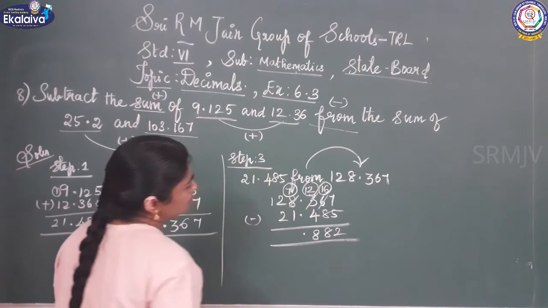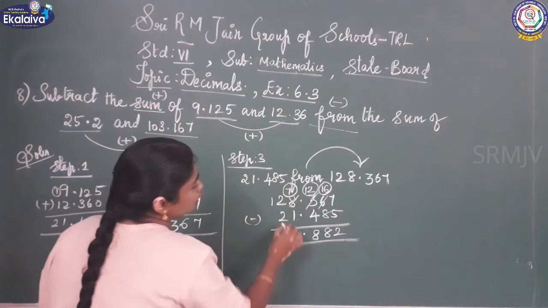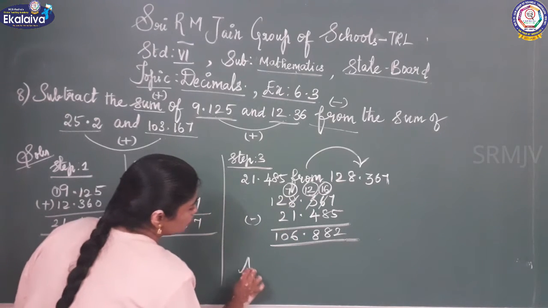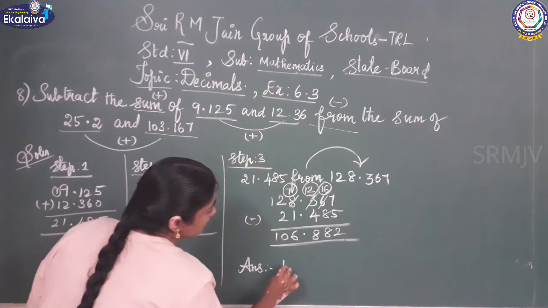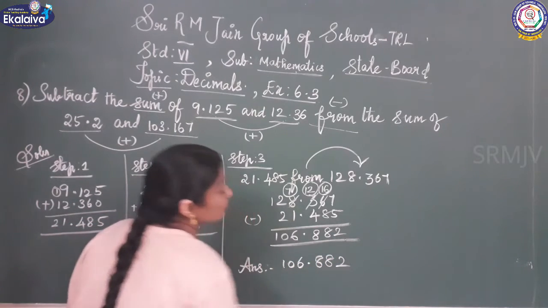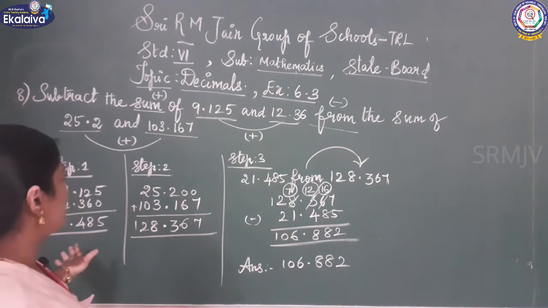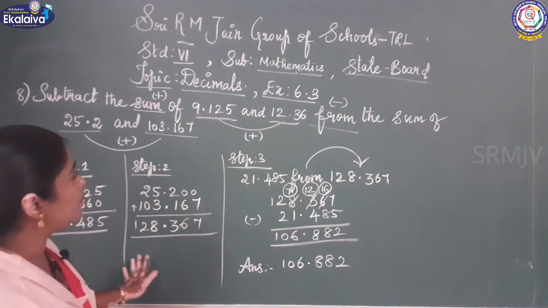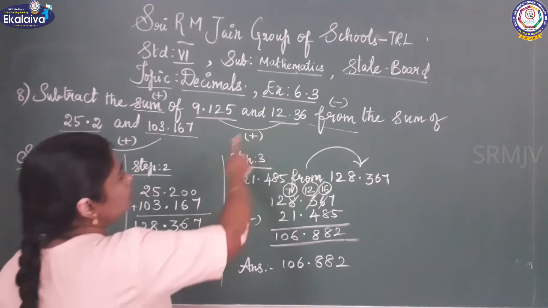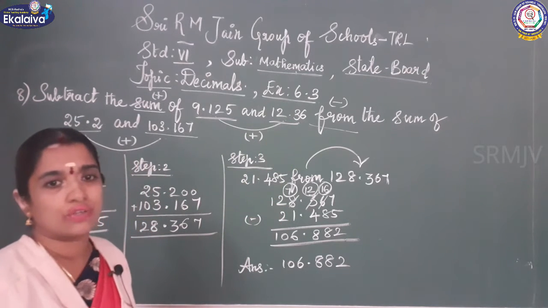Dot, 7 minus 1 is 6. 2 minus 2, 0, and drag this 1 as it is. So my answer is 106.882. Can you clear this children? Step 1 I am going to add. Step 2 again I am going to add. Next step 3 I am going to subtract this. Got it children?